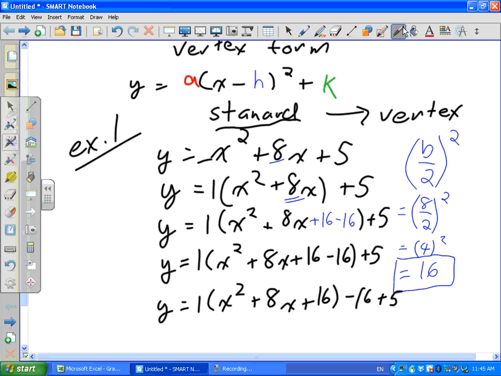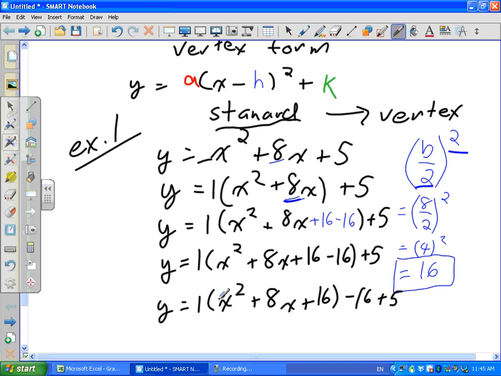Now, this is what's very important. I know I didn't preempt you and tell you why we were doing this. But what we've been doing is we've been creating a perfect square trinomial. You guys remember that from chapter 5? We created a perfect square trinomial. That's why we went through all the steps. That's why we divided the middle number by 2, and then we squared it.